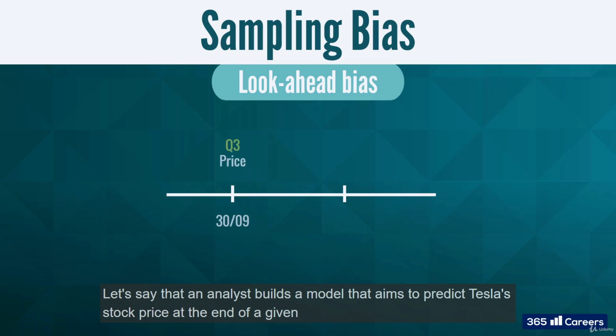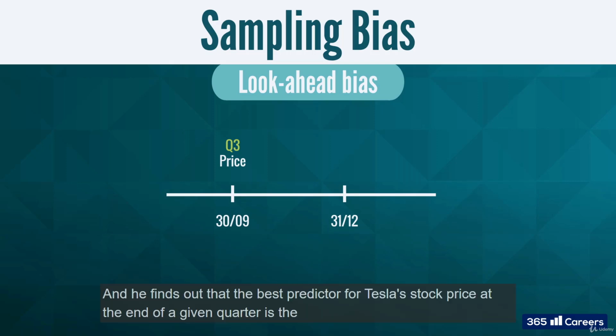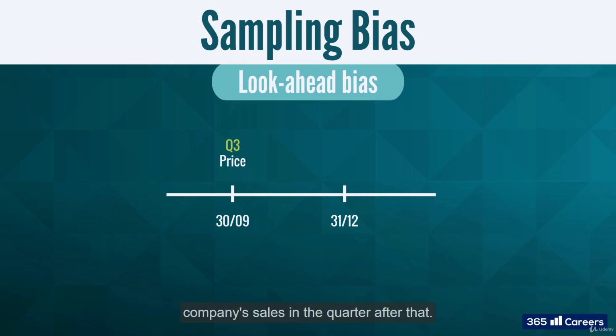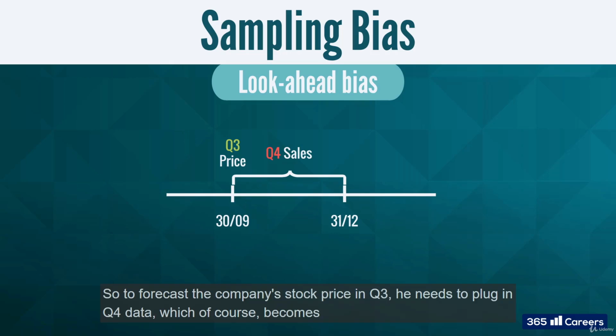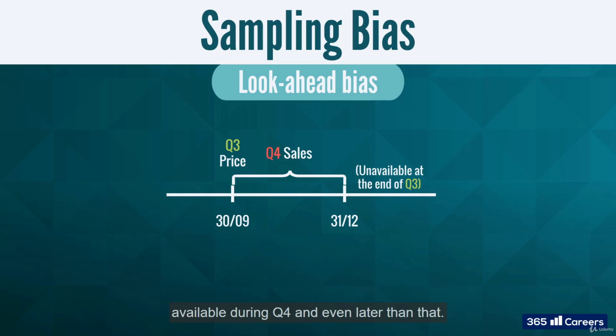Let's say that an analyst builds a model that aims to predict Tesla's stock price at the end of a given quarter, and he finds out that the best predictor for Tesla's stock price at the end of a given quarter is the company's sales in the quarter after that. So, to forecast the company's stock price in Q3, he needs to plug in Q4 data, which of course becomes available during Q4, and even later than that.